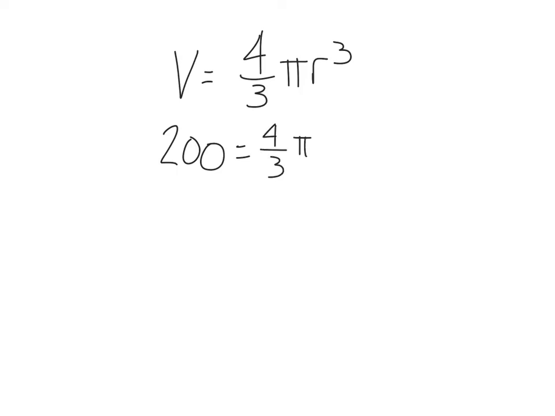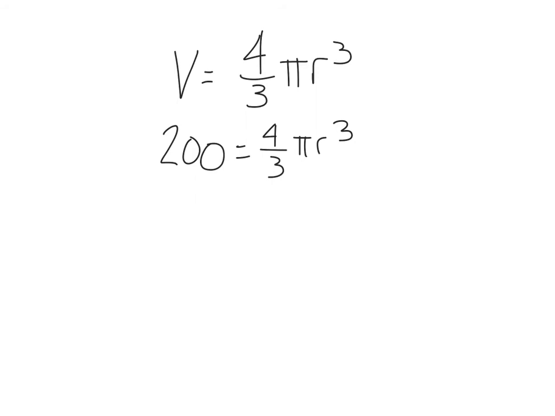So this equation, 4 over 3 pi r cubed, is how you find the volume of a sphere with a given radius. The radius is just the distance from the edge of the sphere to the middle inside the sphere. So that's how you find the volume. So let's say the volume was 200. So if 200 equals 4 over 3 pi r cubed, what would be the value of r?